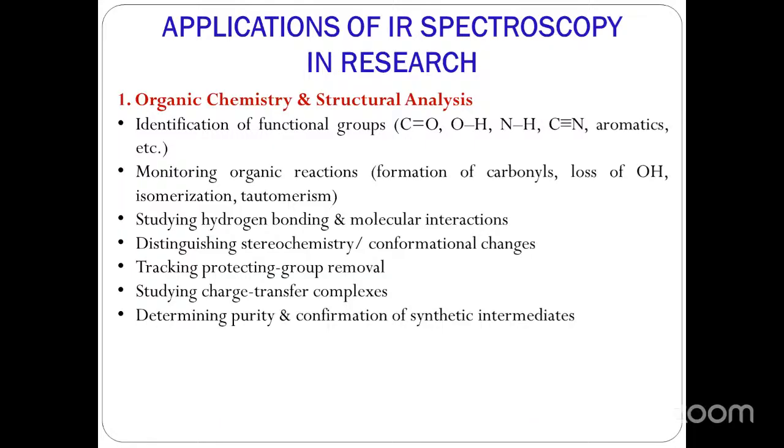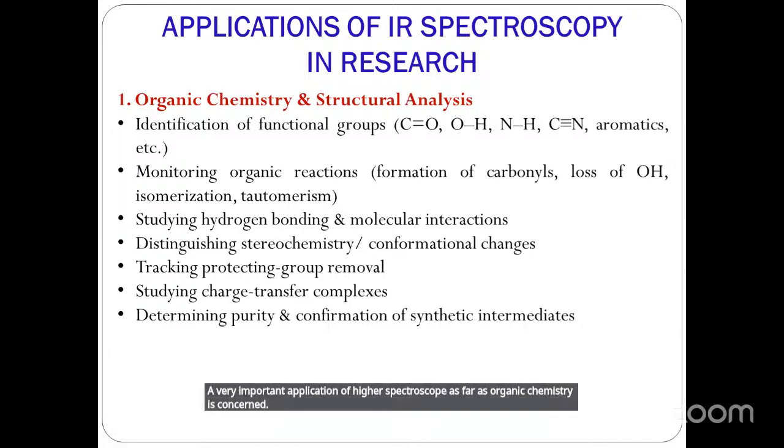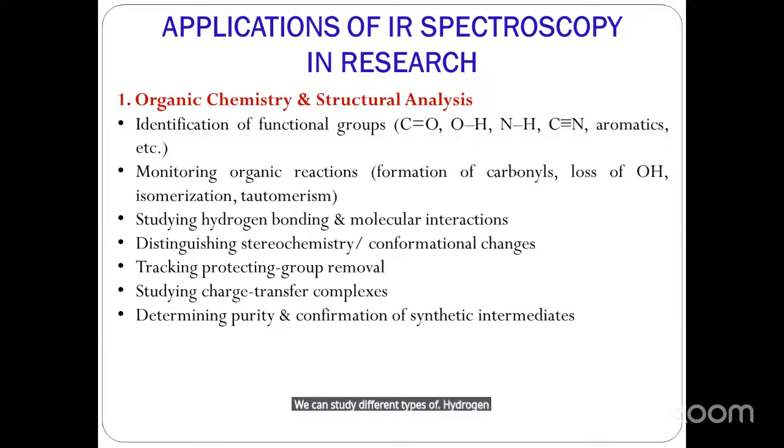A very important application of IR spectroscopy as far as organic chemistry is concerned, we can study different types of hydrogen bondings and also various kinds of interactions. We know there are two types of hydrogen bonding. One is intermolecular, another is intramolecular, and we can easily distinguish between these two types of hydrogen bondings, and we can also make a conclusion whether a given sample is having hydrogen bonding or not. As we know, the presence of hydrogen bonding lowers the frequency. So this is a very important thing.